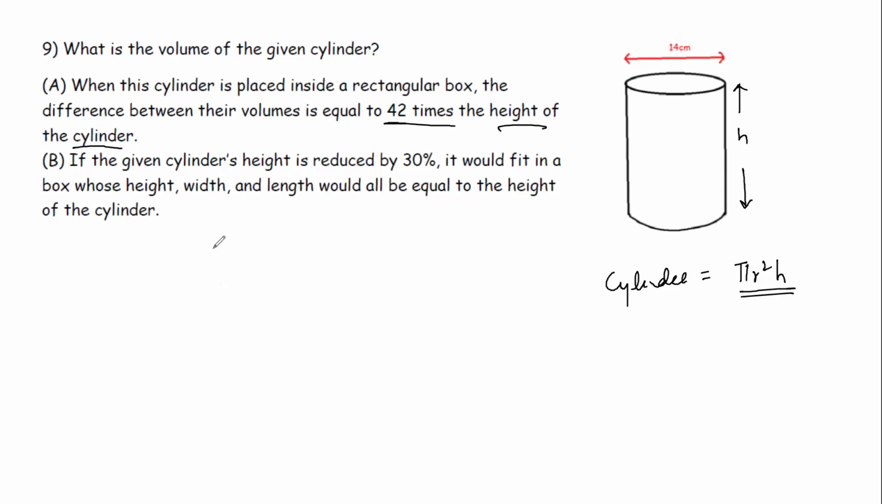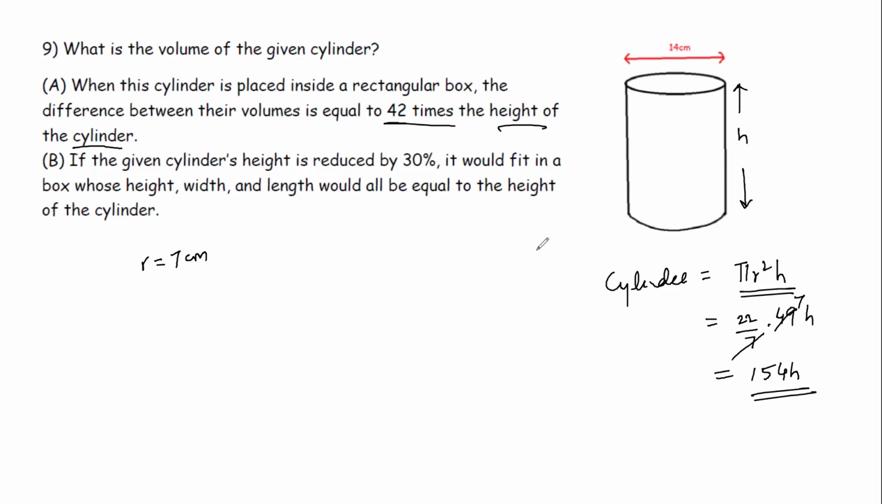Right? So, knowing that the radius is 7 centimeters, this pi r square is 22 by 7 into 49h. So that 7 goes in 49 7 times. We'll have it 22 times 7, which is 154h. So the cylinder that we have has a volume of 154h. This is without the first statement.